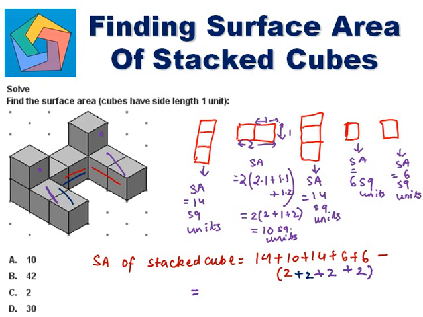So it is 14 plus 10, 24, plus 14, 38, plus 6, 44, plus 6, 50. 50 minus 2, 4, 6, 8. So this is 42 square units, which is the answer in the B part. Can highlight.